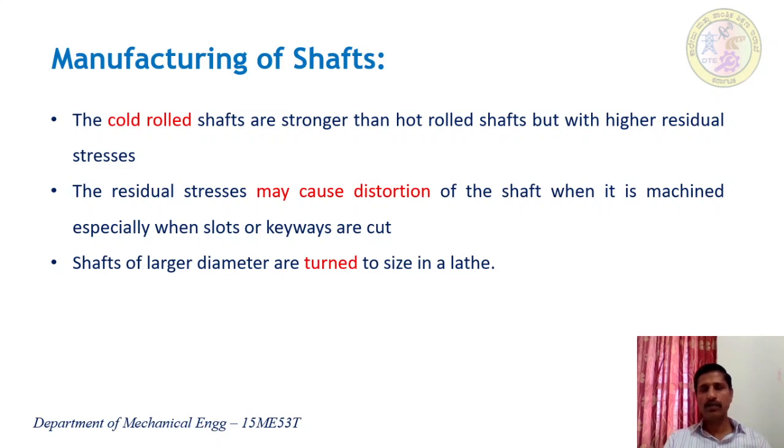So as I told, we will have two kinds of shaft. One is a shaft with a keyway and a shaft without a keyway. So if you want to cut a keyway, then we are going to use hot rolled shafts. If you don't want to cut a keyway, then we will have cold rolled shafts. And as I told, the shafts are having a larger diameter and usually it will be turned. If you are using a larger diameter shaft, then we are going to turn these shafts to size by using a turning operation, or sometimes a grinding operation is also used to finish it.